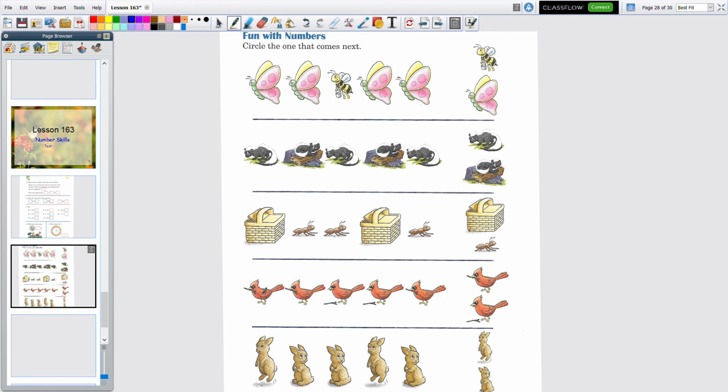Now you have the stick is in the mouth or in the ground. Mouth, mouth, ground, ground, mouth. And you'd have to pick one of these birds. Okay. Hop, sit, sit, hop, sit. So you pick one of the bunnies. So that's all we have. This is just a fun one. It's not part of the test. It's just a fun thing to do.